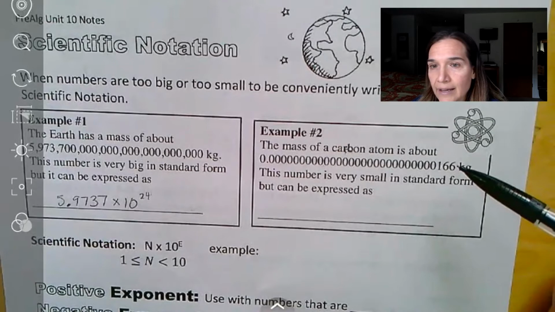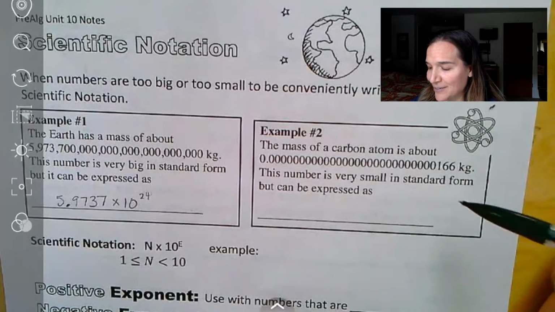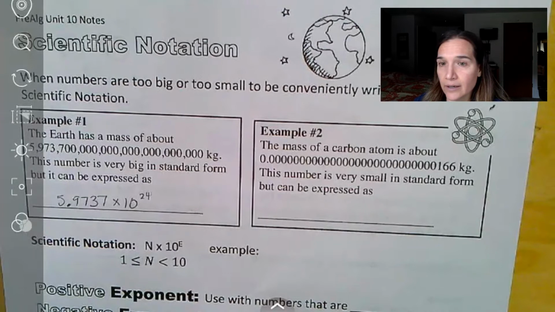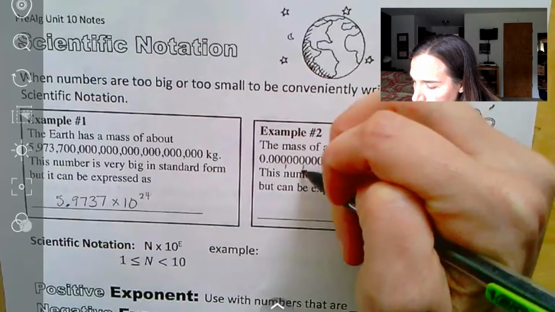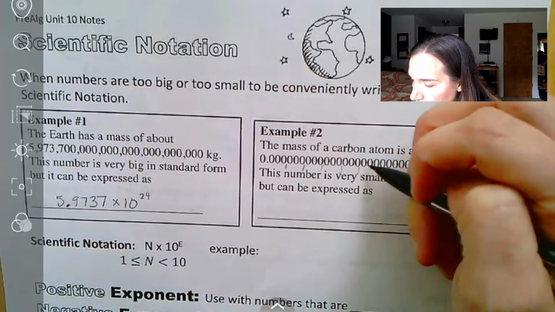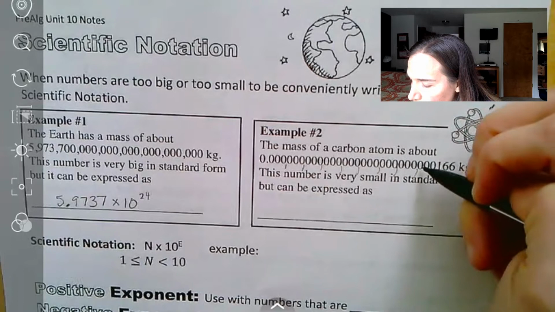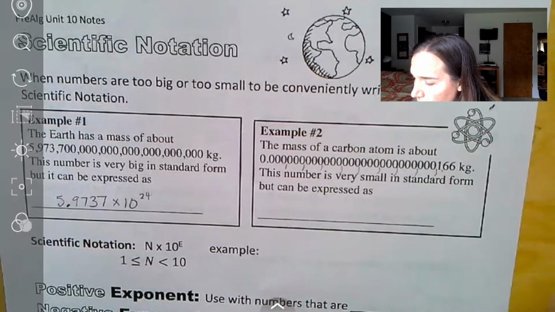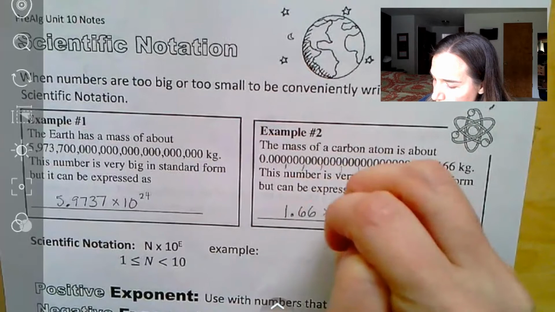The mass of a carbon atom is about this amount. And this number is very small in standard form, but can be expressed as, these are the worst because there aren't commas there to count. Maybe we can do every 3 just to see what we have. 3, 6, 9, 12, 15, 18, 21, 24, 27, and then there would be 28. Okay, so this is going to be 1.66 times 10 to the negative 28th power.